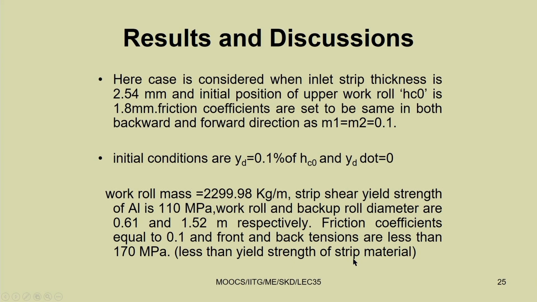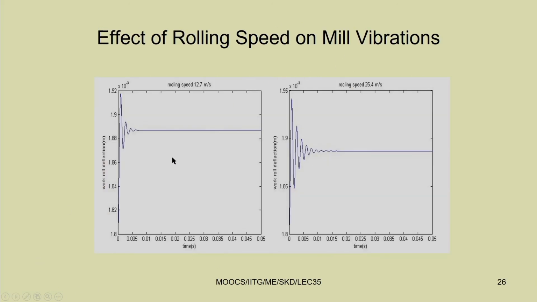So, these front and back tensions are taken to be less than the yield stress of the strip material. If you simulate this, then the work roll deflection, that is y, can be seen in this form: 1.92 into 10 to the power minus 2. That means 1.92 mm.